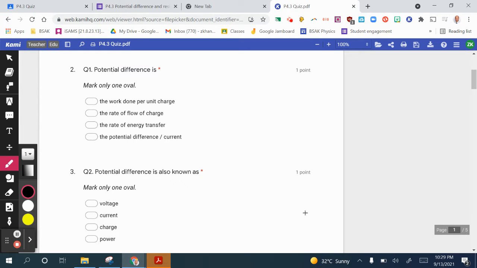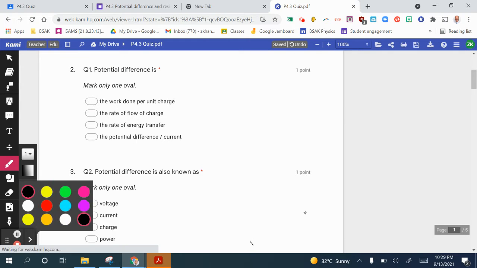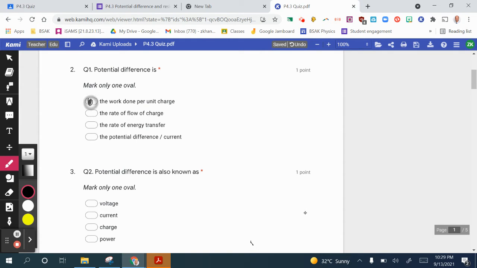Okay, so the first question is what potential difference is. The potential difference is the work done per unit charge. That is the amount of energy that is transferred to the charge carriers in the circuit. So what does that mean? It is the energy given to the electrons, those are the charge carriers, as they move around the circuit. So as a definition, which you need to remember, the potential difference is the work done per unit charge.